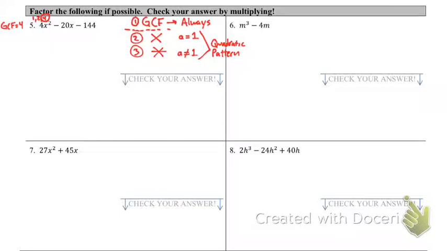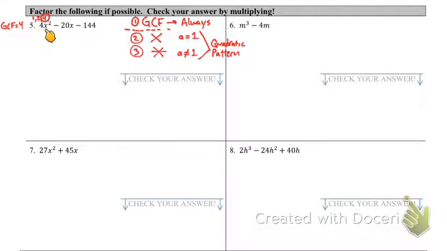I figured out the GCF for the numbers, but now we have to check the variables. I have a variable x, but they all have to have the same exact letter. Ignoring the power, you just want the letter. The problem is this last term does not have an x, therefore there is no variable GCF. So the only thing that can divide all three terms here is 4.